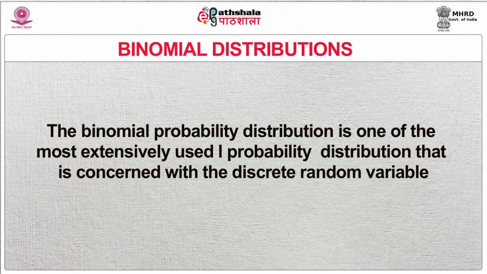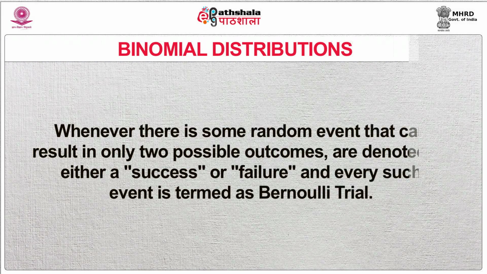The binomial probability distribution is one of the most extensively used probability distributions that is concerned with the discrete random variable. Binomial distribution describes the discrete data resulting from what is often called a Bernoulli process. For instance, the tossing of a fair coin a fixed number of times is an example of a Bernoulli process, and the outcome of such a tossing process, that is heads and tails, is termed as the binomial distribution. Whenever there is some random event that can result in only two possible outcomes, denoted as either a success or a failure, every such event is termed as a Bernoulli trial. For example, flipping of a fair coin is the most cited example of a Bernoulli trial. In case of a flip of a coin, the outcome will always be either heads or tails.